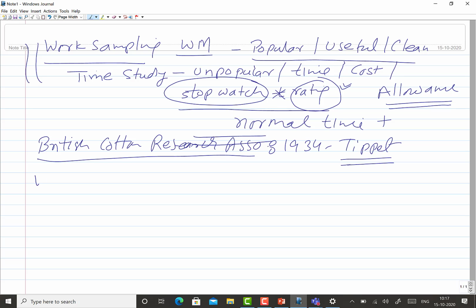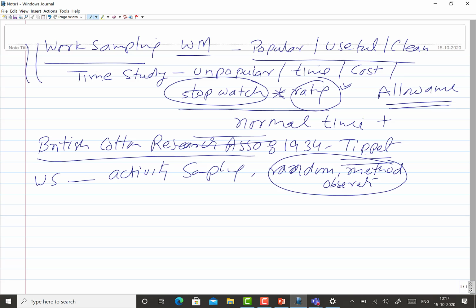So work sampling may also be termed activity sampling. This is one. Then random observation method. These are the various features of work sampling. It is called the random observation method because all the observations in work sampling are carried out at random times.